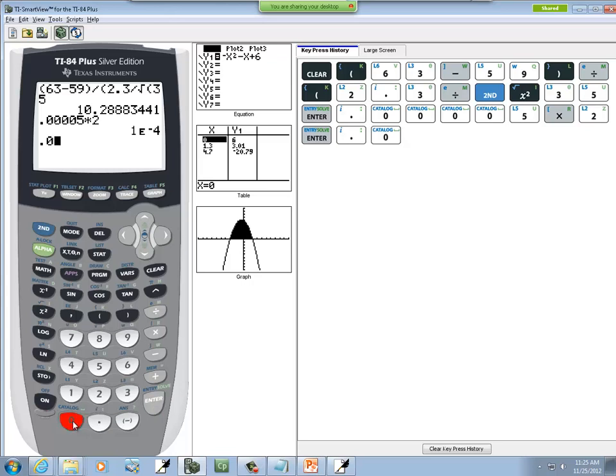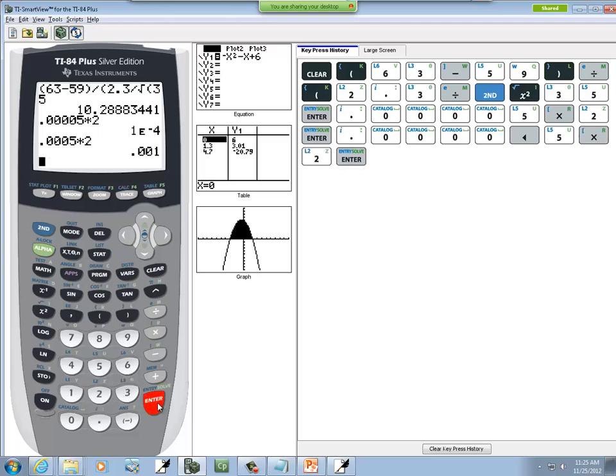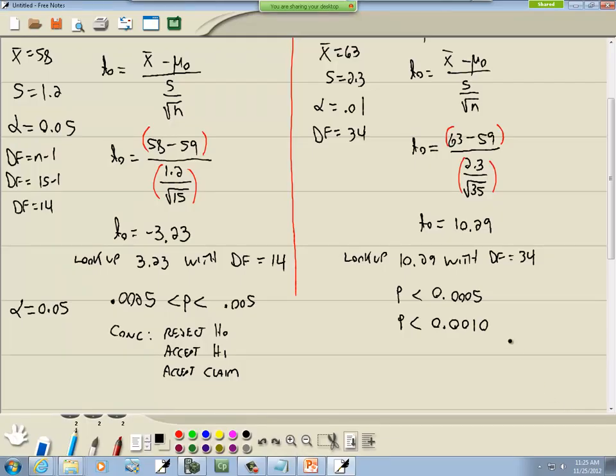Not that I can't put it in the calculator, right? Yeah, 0.01. So it's less than this. Well, what is our alpha? Alpha is 1%. So for our conclusion, it's less. We don't know what p-value is, but it's less than this, and this is 1%. This is 0.0010.